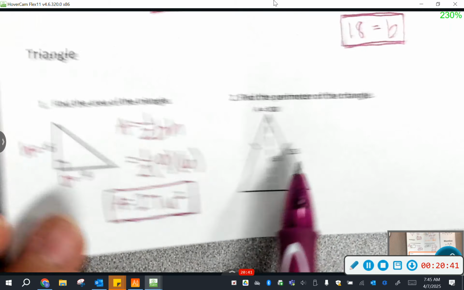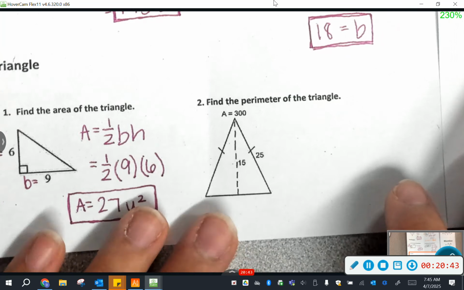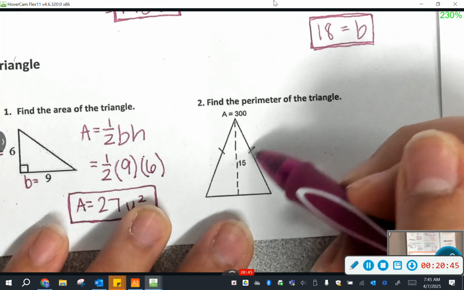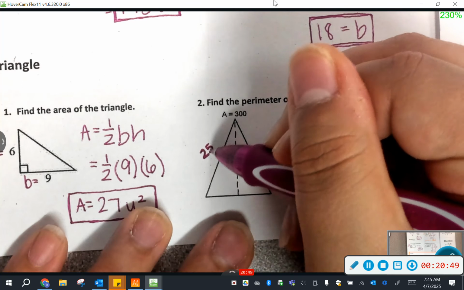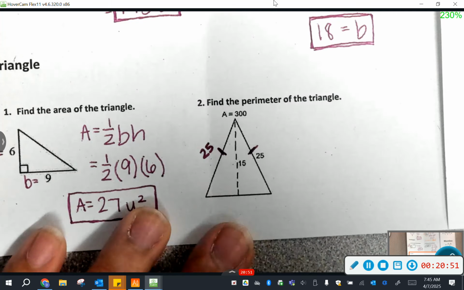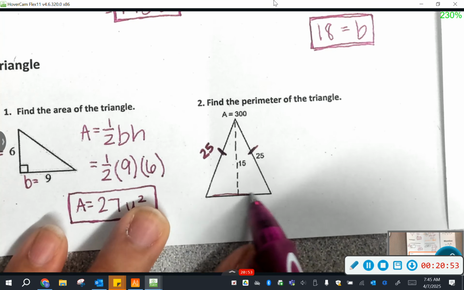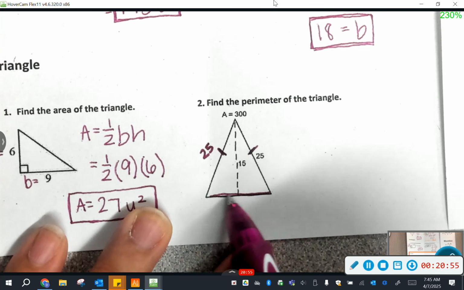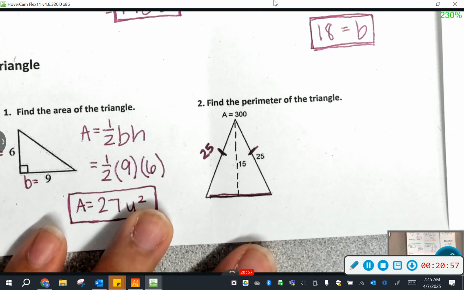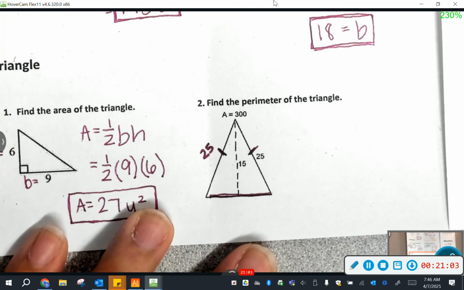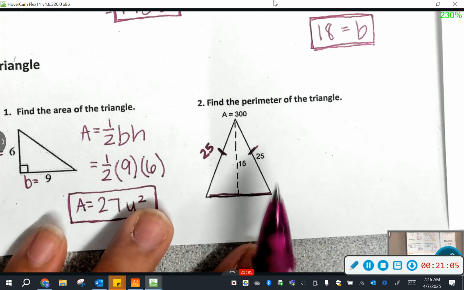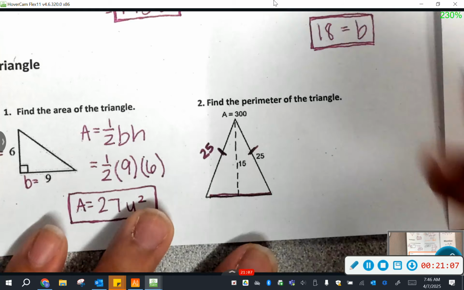How would I find the perimeter of this triangle? What does this tick mark mean? They're both 25. How do I find the bottom part? I can't do Pythagorean. Honestly, you could do Pythagorean theorem. Actually, you're right, you could. But I'm actually going to do something else here. Because what does it give us up top? Area.